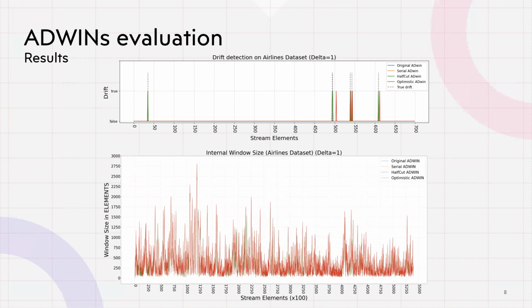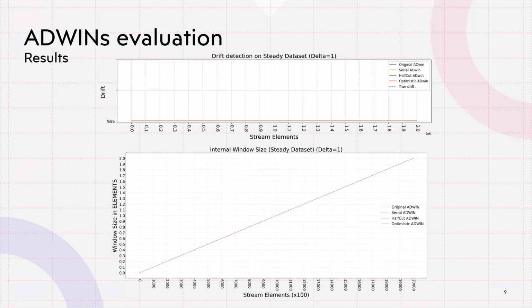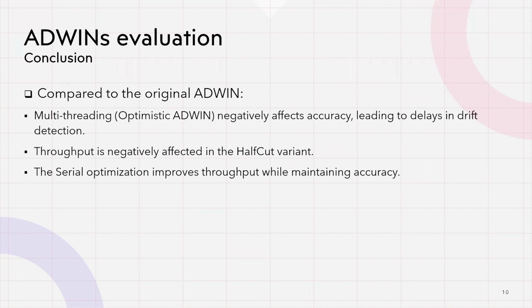Here we can see similar results when applying ADWINs on a real stream, which is represented in the airlines dataset. When we test ADWINs on a steady stream, we can see that all ADWINs have the same behavior, detecting zero drifts while dropping no elements, which may exhaust our resources. So for our conclusion of evaluating ADWINs, the optimistic ADWIN has worse performance in terms of accuracy. The half-cut ADWIN has less throughput, and the serial ADWIN improves the throughput while maintaining the accuracy. So we can say that it's the best ADWIN variant.